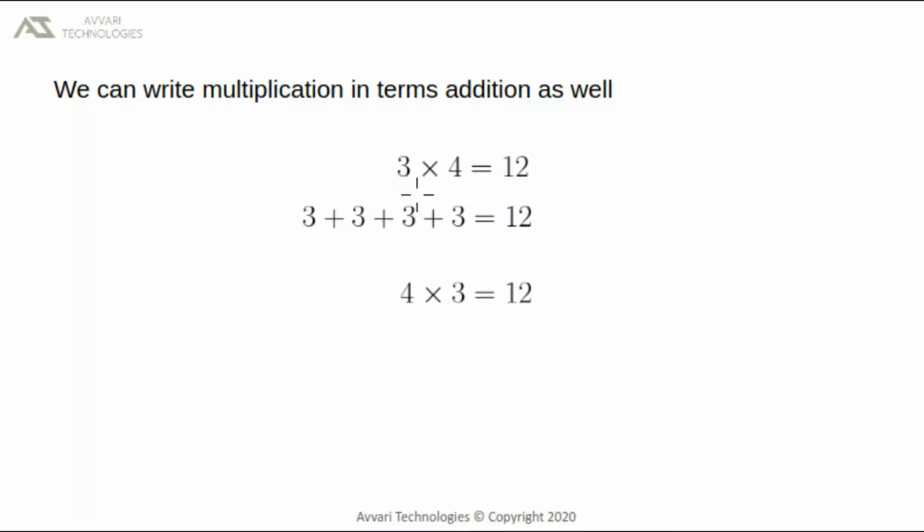We can also write 3 into 4 as 4 into 3. So what we are doing here, we are adding 4 3 times. So 4 plus 4 plus 4 is again 12. 3 into 4 is equal to 4 into 3. Both are same. Now a question will arise, why do we have to multiply?